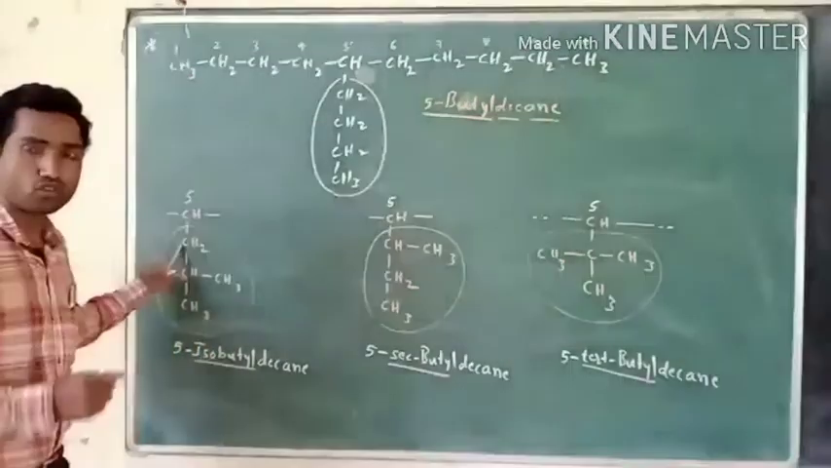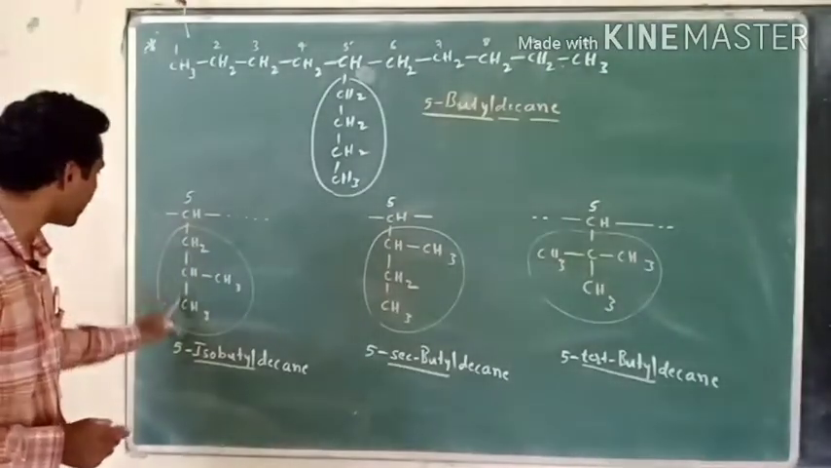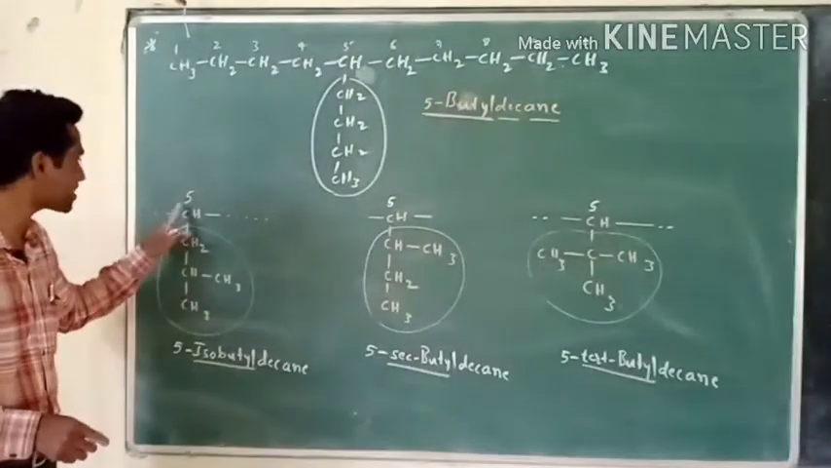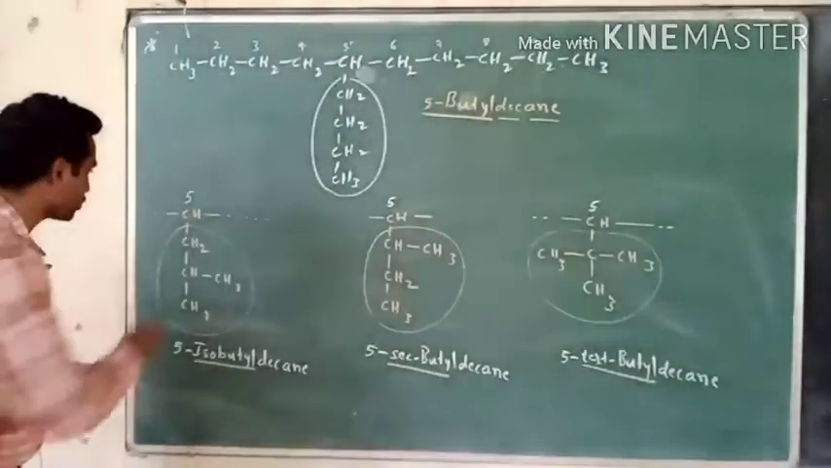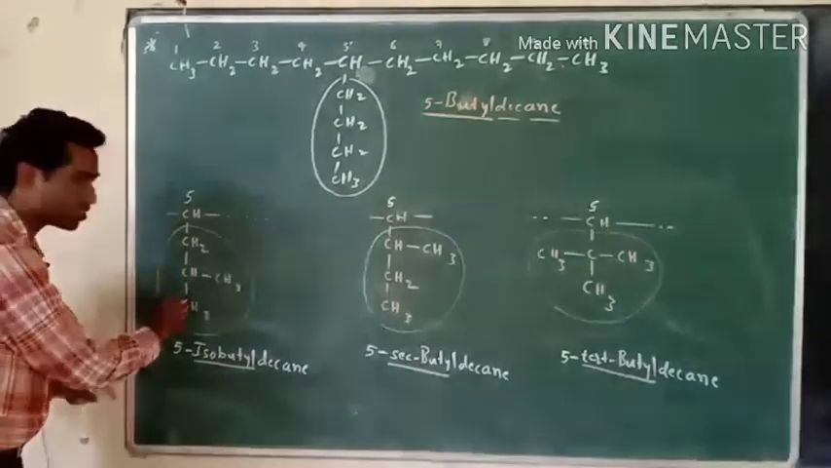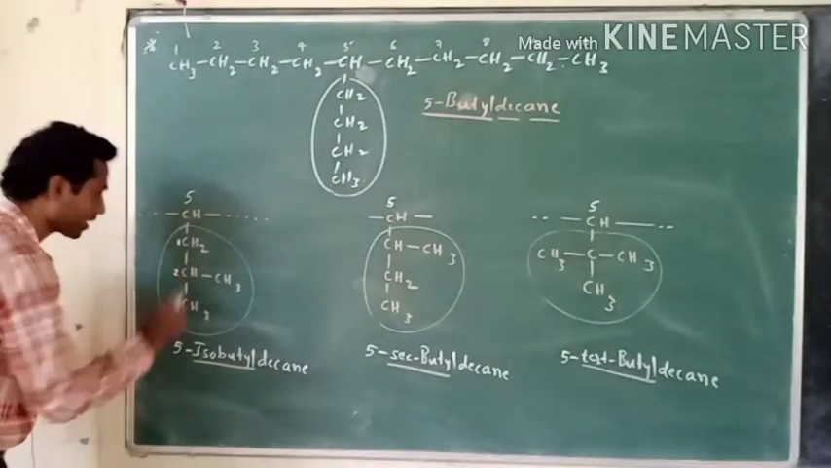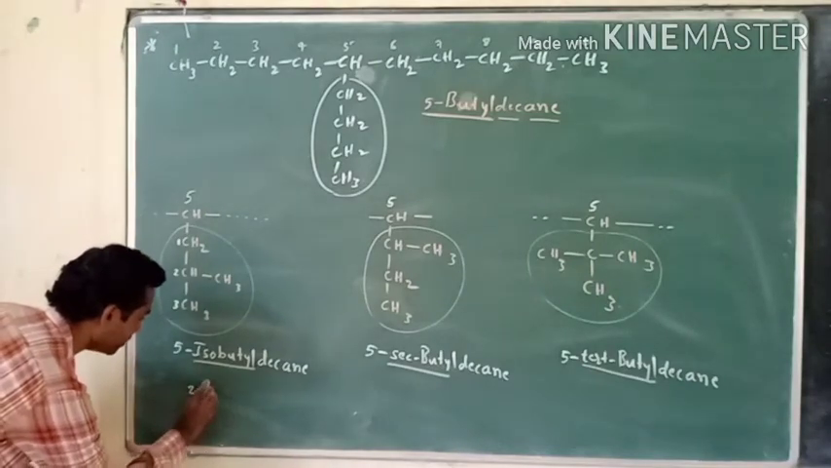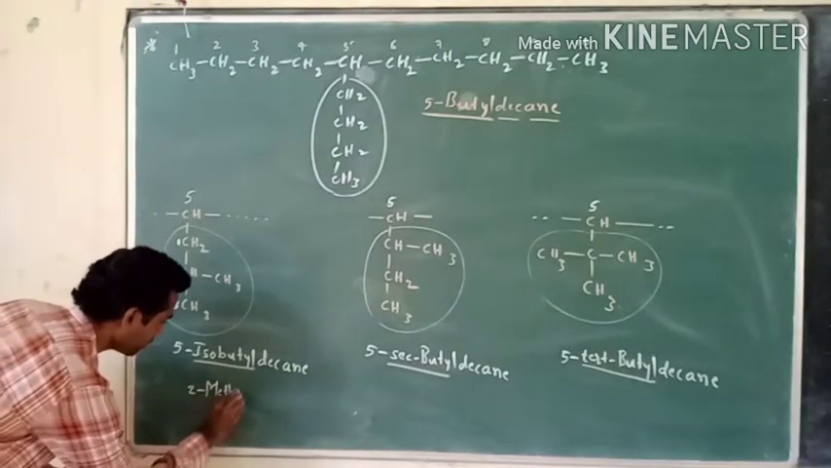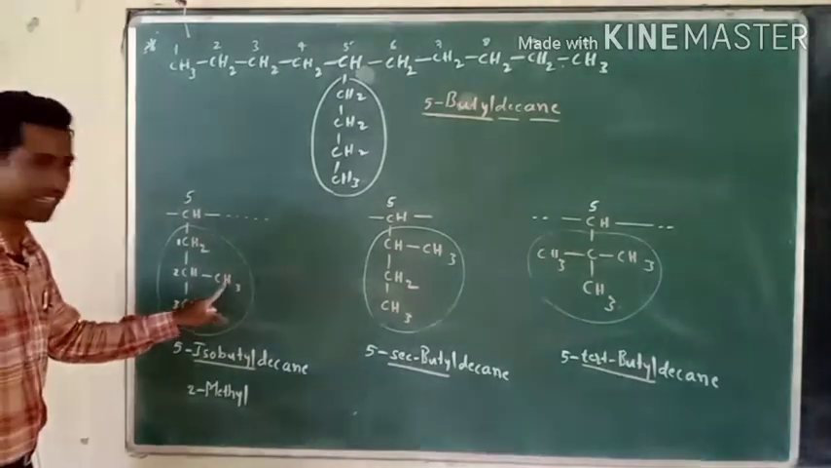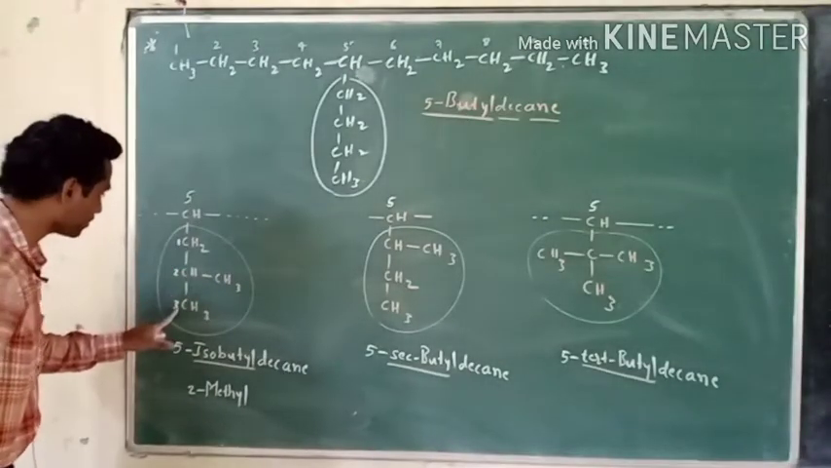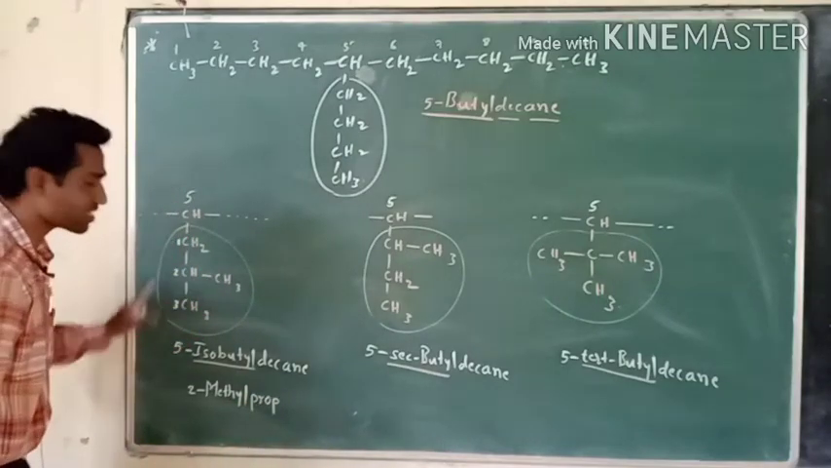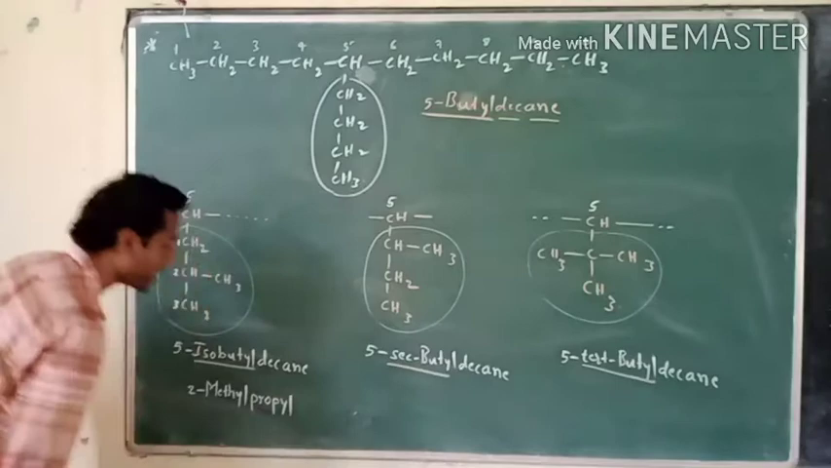First, if you want to write the systematic name for this substituent, you have to identify the longest carbon chain from the carbon through which it is attached to the main carbon chain. So 1, 2, 3 is the longest carbon chain. At the second position, a methyl group is there, therefore 2-methyl, right? So how many carbons? 3 carbons, therefore prop. This whole thing is a substituent, therefore propyl.